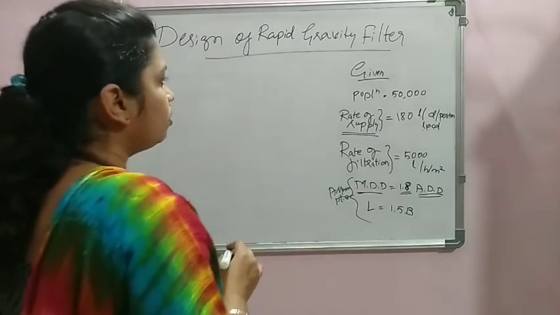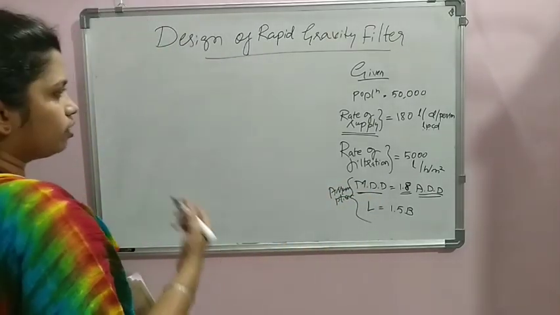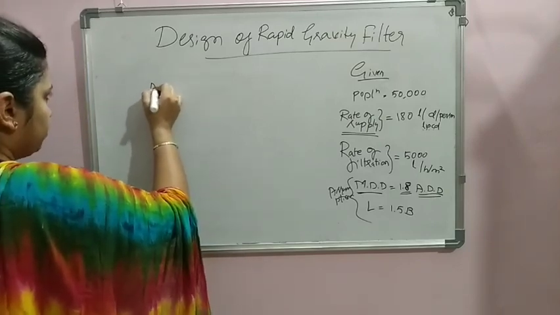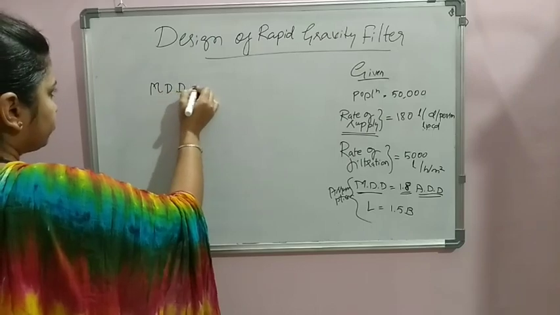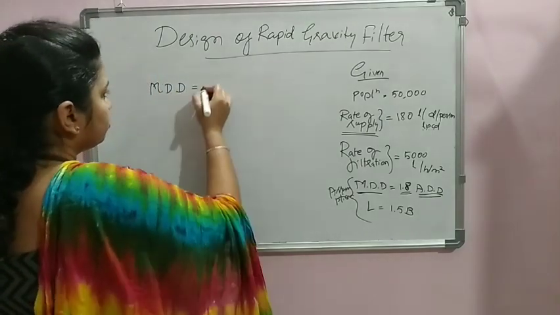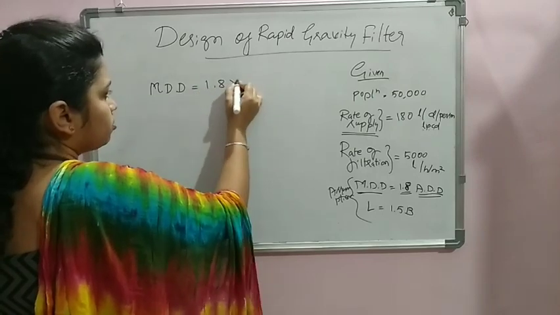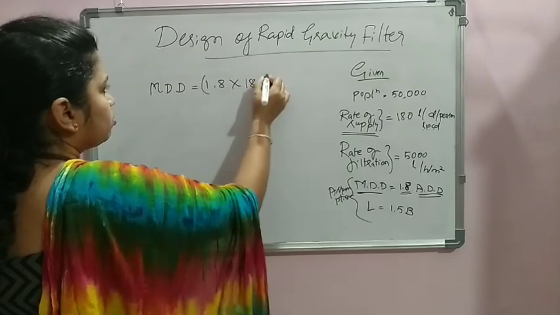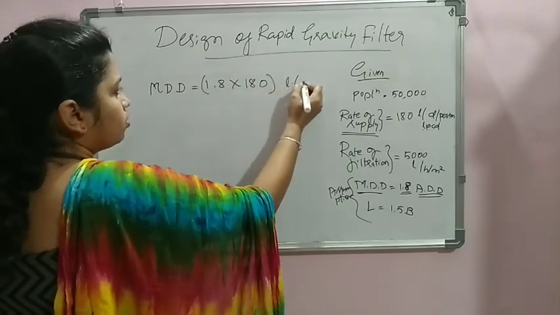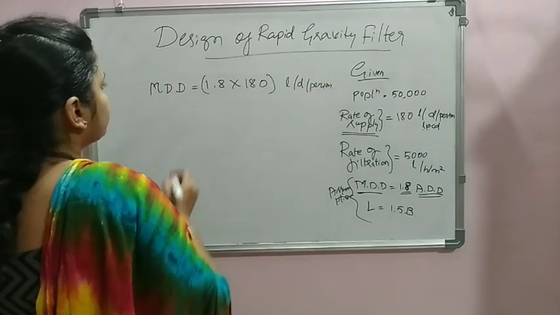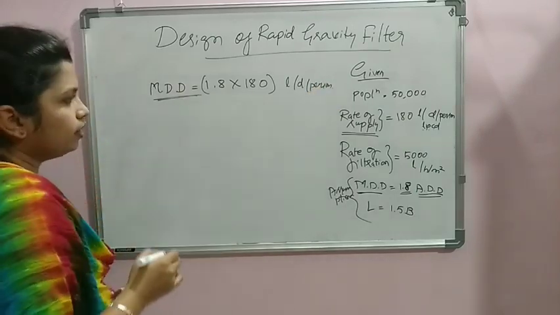These two are the assumptions we have made in the problem. Okay, so now, as we did in the previous problem, same method, now we have to calculate the maximum daily demand. So in order to calculate that, 1.8 times the average daily demand, which is 180 liters per day per person. So this is for the maximum daily demand.